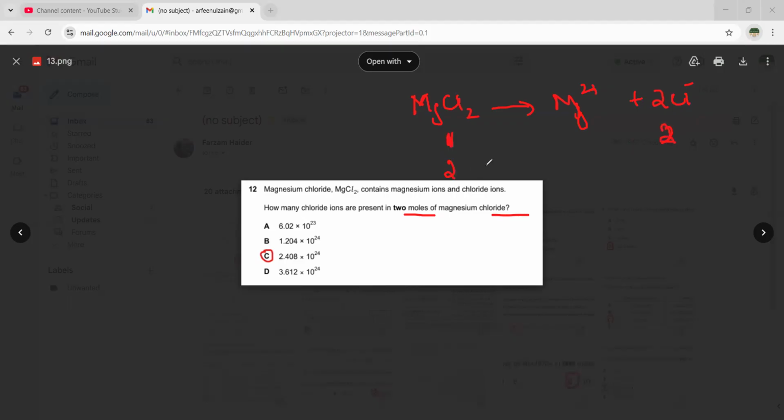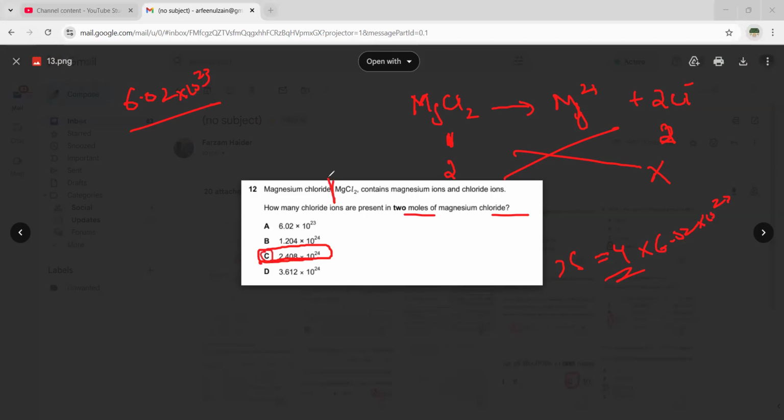If 2 moles of magnesium chloride, how many chloride ions will there be? We cross multiply: 4 moles of chloride ions. And how do we convert the moles into the number of particles? We multiply by Avogadro's number, which is 6.02 times 10 to the power 23. So 4 multiplied by 6.02 times 10 to the power 23 gives 2.4 times 10 to the power 24. So C will be the right answer.